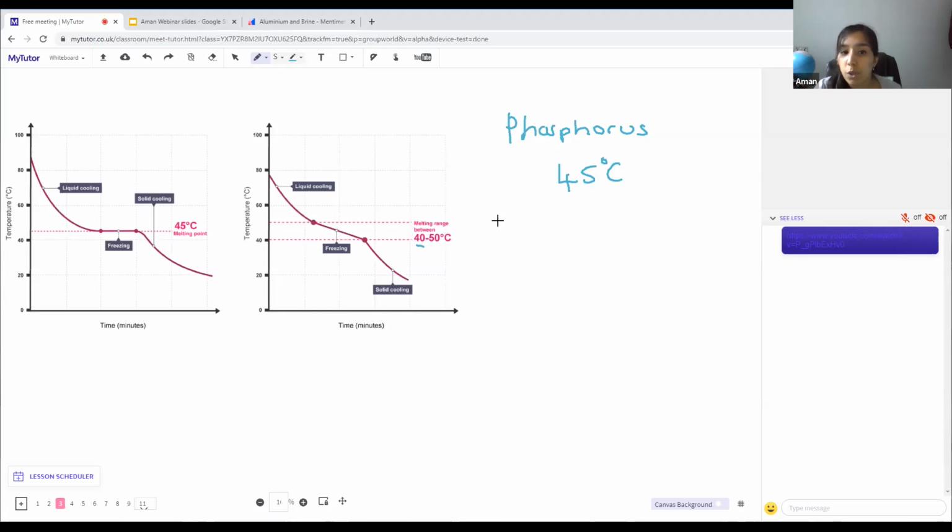So if we had two phosphorus elements, and one melted at 45, which is the temperature that we get told is the temperature for melting the phosphorus, and one melts between 40 and 50 degrees over a range of temperatures, then we know that the impure phosphorus is the one that melts over the range of temperatures. Any questions on that at all?